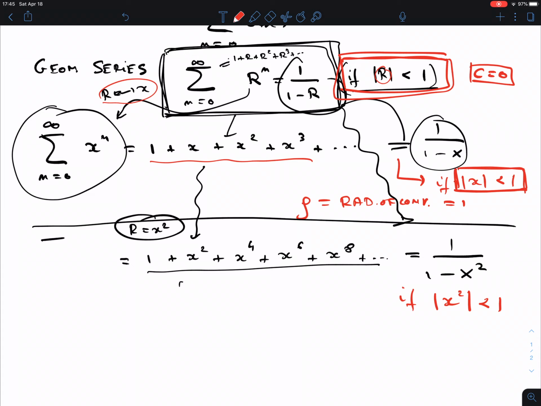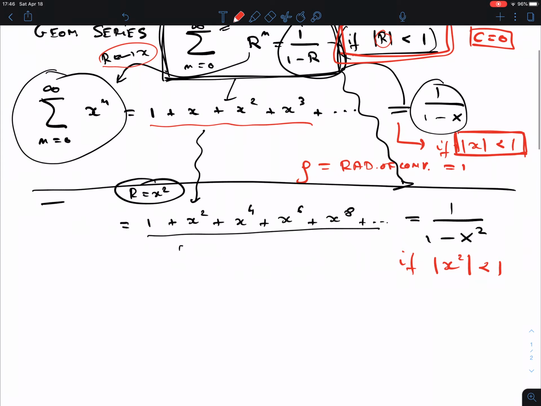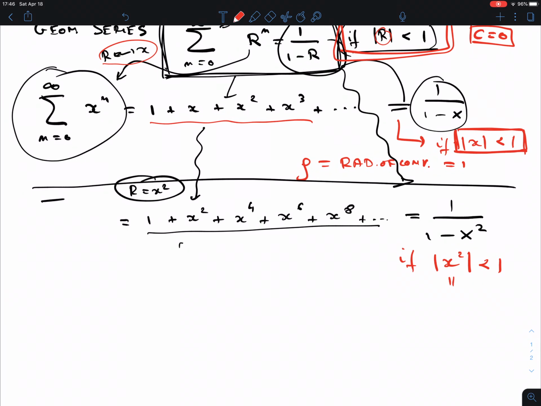Can we read the radius of convergence? No, because we have to write the absolute value of x less than something. So we have to solve a little bit, but it's not so hard to see that this is the same as the absolute value of x squared less than 1. And if the square of a number is less than 1, we can take the square root of both sides. That means the absolute value of x is less than 1. So yeah, rho is again 1 here. The radius of convergence of this series is also 1.